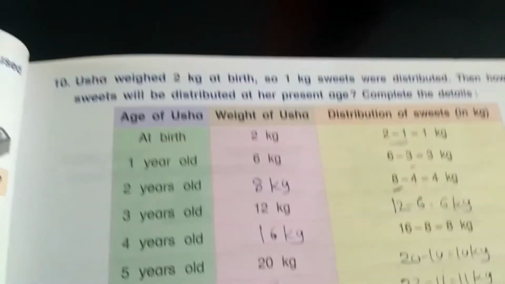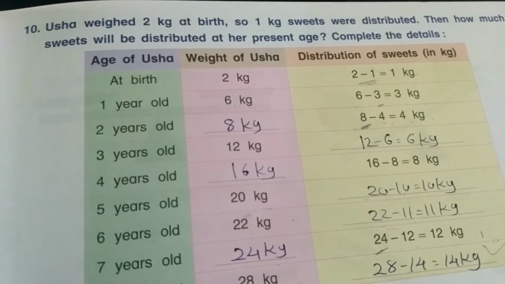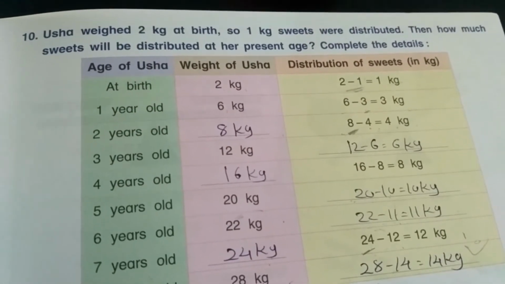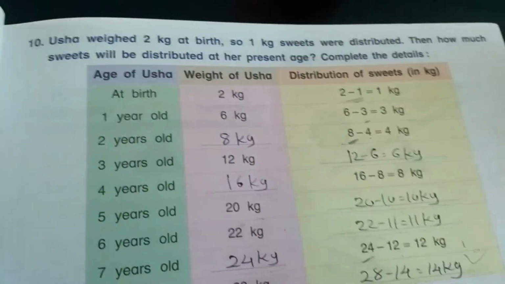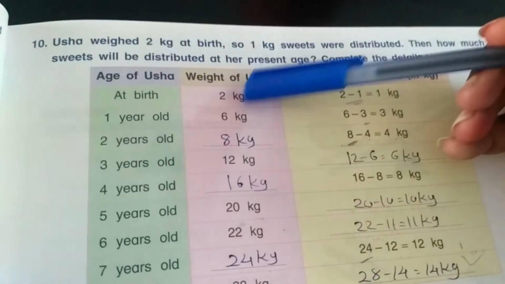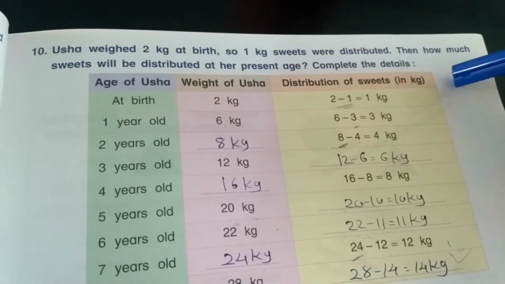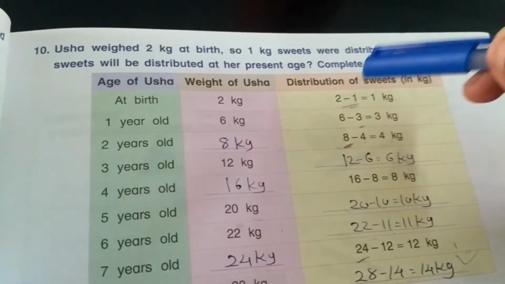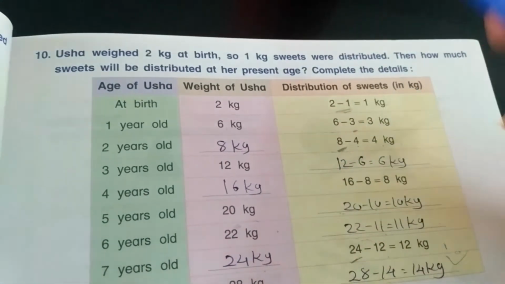Number 10, Usha weighed 2 kg at birth, so 1 kg sweets were distributed. Then how much sweets will be distributed at her present age? Complete the table. यहाँ पे क्या करना है? Whatever the weight has been given, उसका आधा sweet वहाँ पे distribute करते हैं. Okay, 2 का half होता है 1, so we are going to distribute only 1 kg.